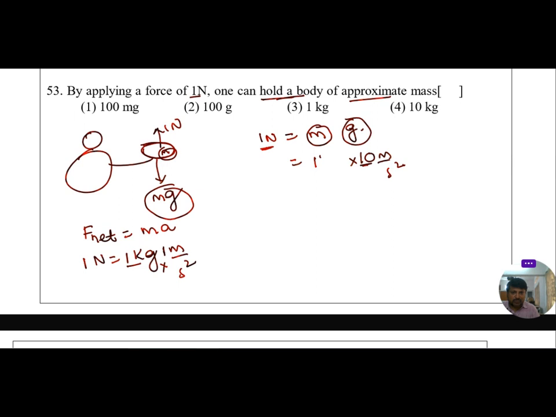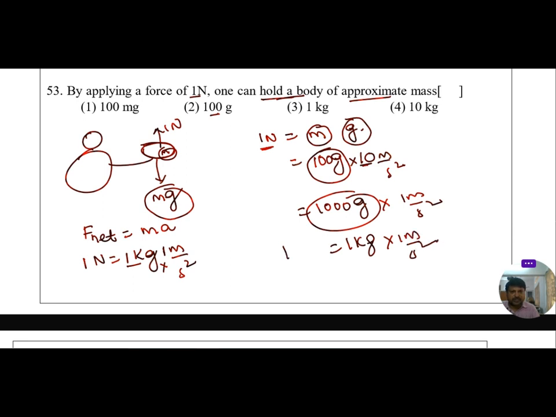Here 10 is there. So suppose I can write 100 grams here. Suppose the mass is 100 grams. If you multiply this 100 into 10, that is equal to 1000 grams into 1 meter per second square. In the place of 1000 grams, we can write 1 kg into 1 meter per second square. So that is equal to 1 Newton. So if g value is taken as 10 meter per second square, then mass should be 100 grams. That means if the mass is 100 grams, then by applying 1 Newton force, we can hold the 100 grams mass. So option 2 is the right answer.